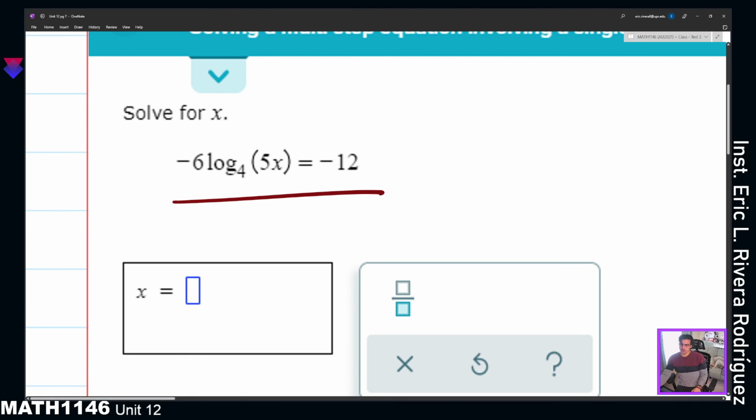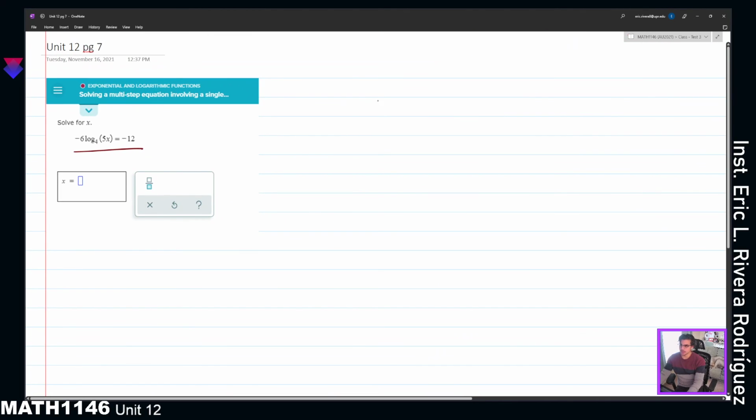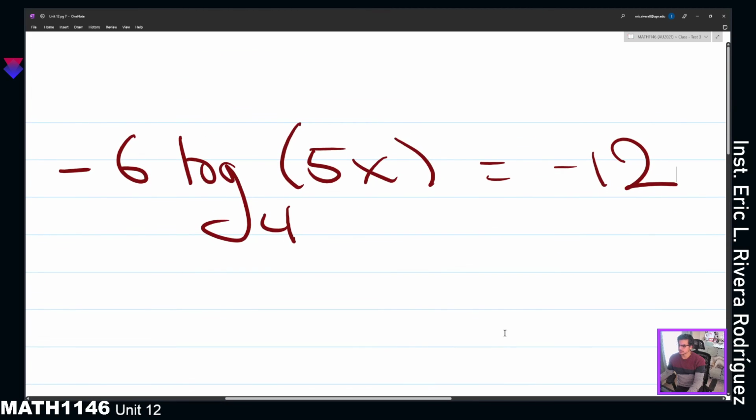Can you see this well? I think so. Let me put it here. Negative 6 log base 4 of 5x equals negative 12. Okay? So try to solve this.